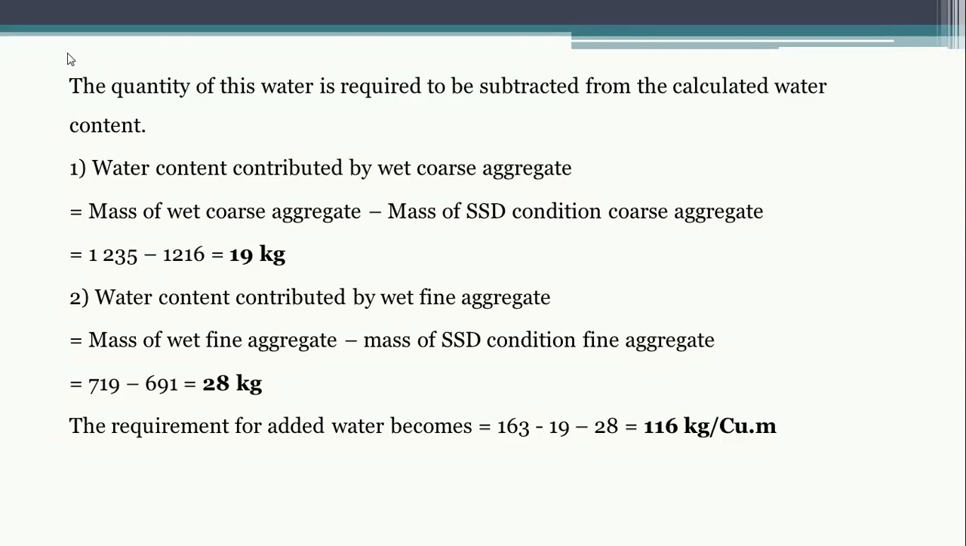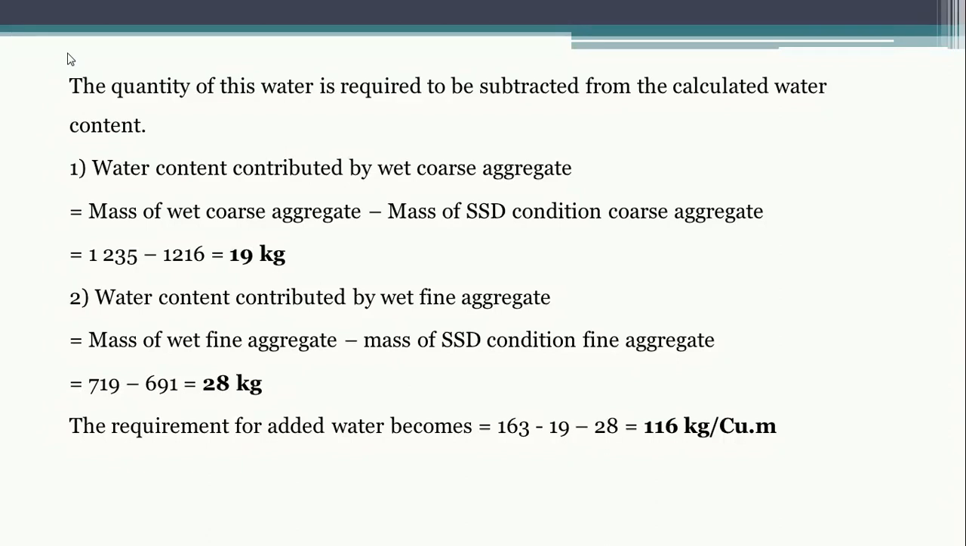So whatever the extra water that has been taken from the fine and coarse aggregate, we have to deduct it from the total water content that we calculated in the fourth step. So the requirement of water to be added: 163 was the water content that we have calculated. Now we have to deduct the water present in the fine and coarse aggregate. 163 minus 19 minus 28, we will get 116.